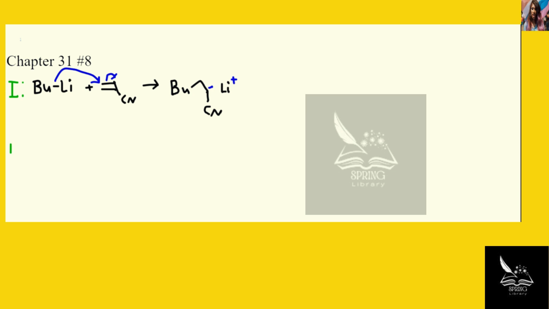So next, we're going to have our propagation step. So we'll call that P. And the propagation step is going to consist of this activated species that we made in the initiation step. Okay, so here is our anion.